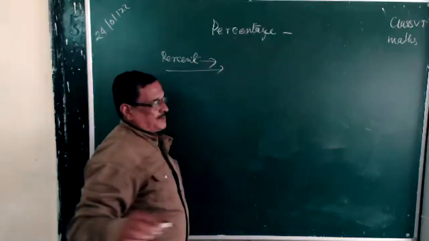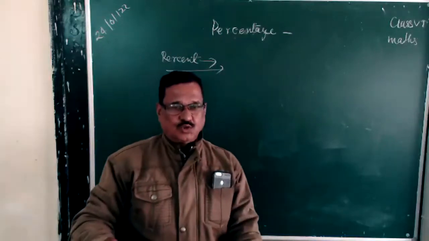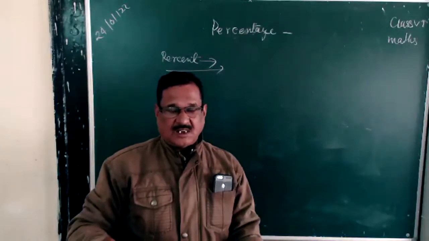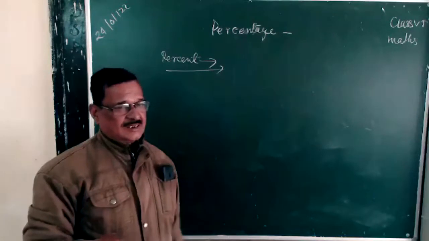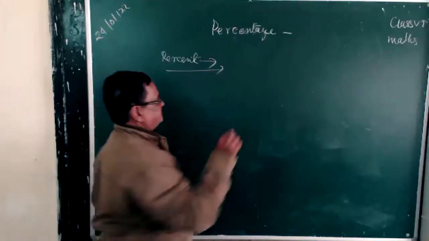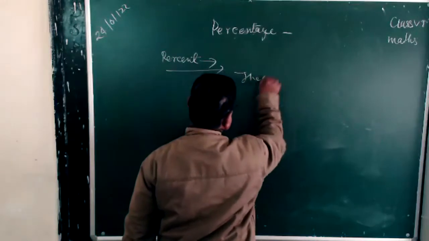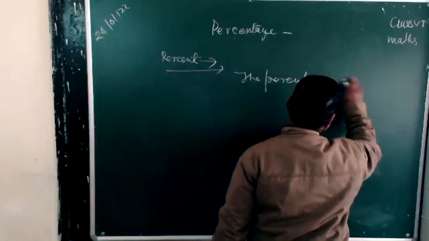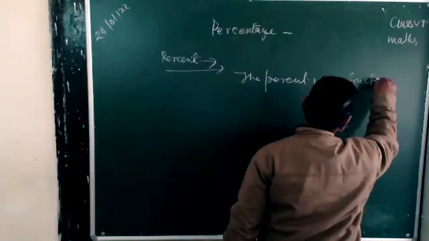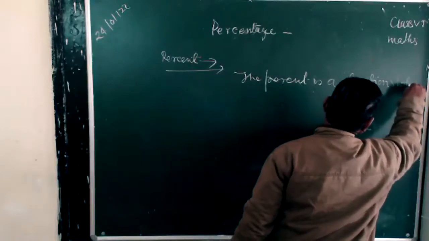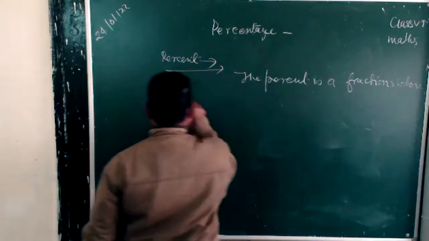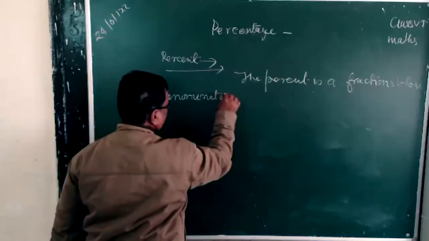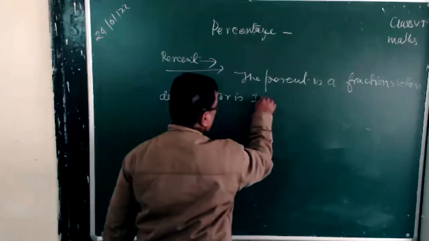Percent means a fraction whose denominator is 100, or a ratio whose denominator is 100, or you can say out of 100 whatever is coming, that is the percentage. So percentage means a fraction whose denominator is 100.